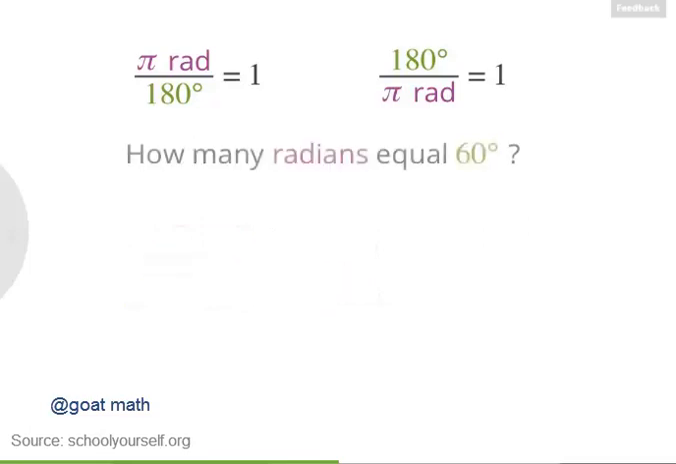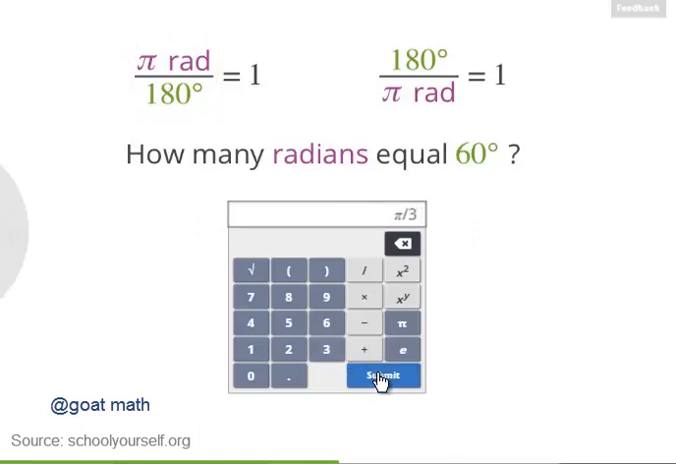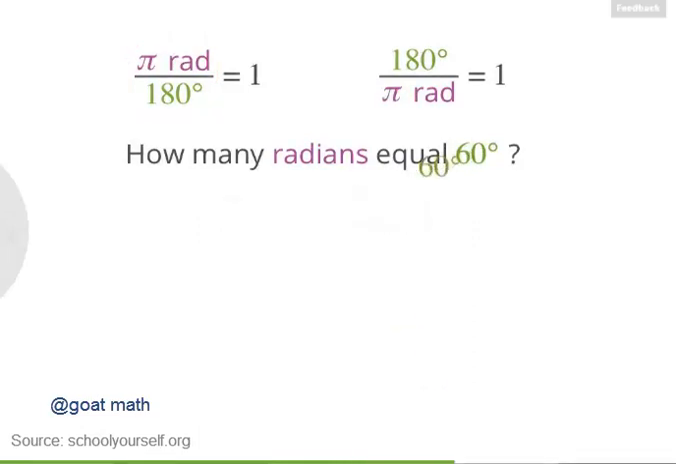Try another example. How many radians equals 60 degrees? Multiply 60 degrees by this fraction and simplify to get an expression that's in radians. Right, when you multiply 60 degrees by pi radians over 180 degrees, you get pi over 3 radians.